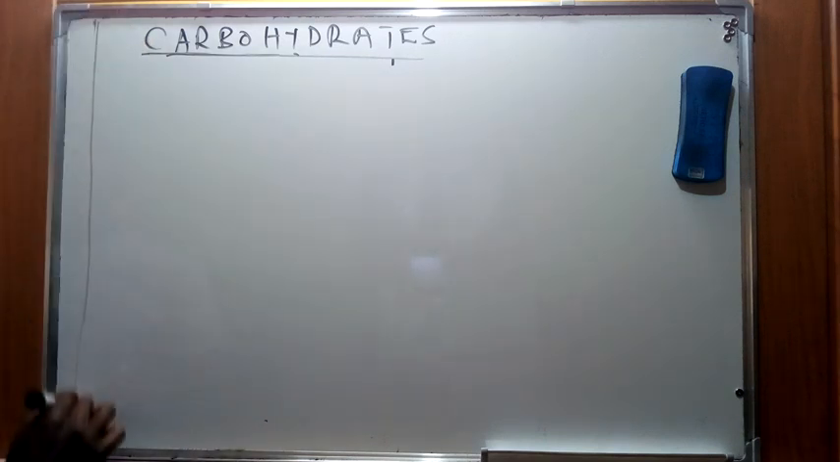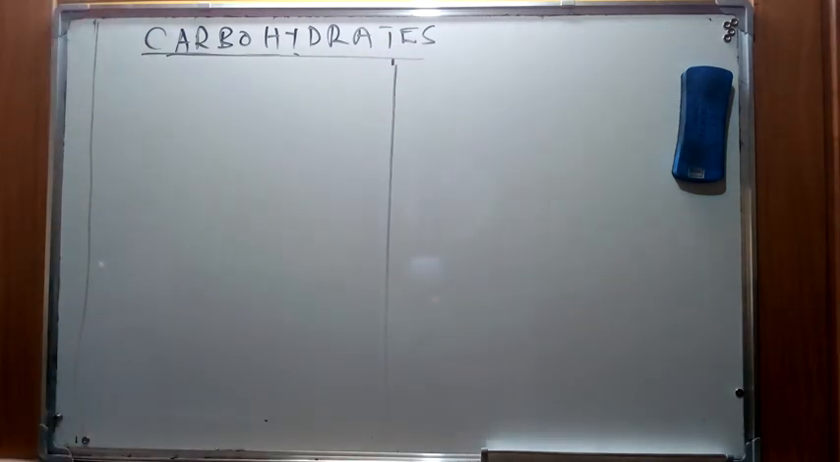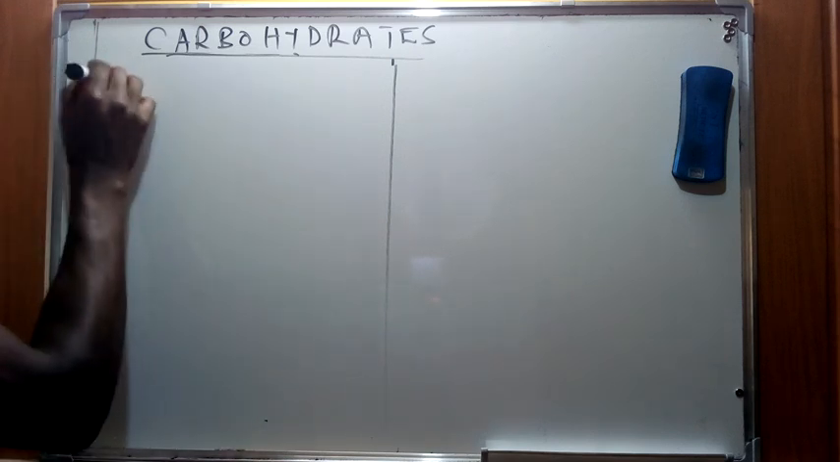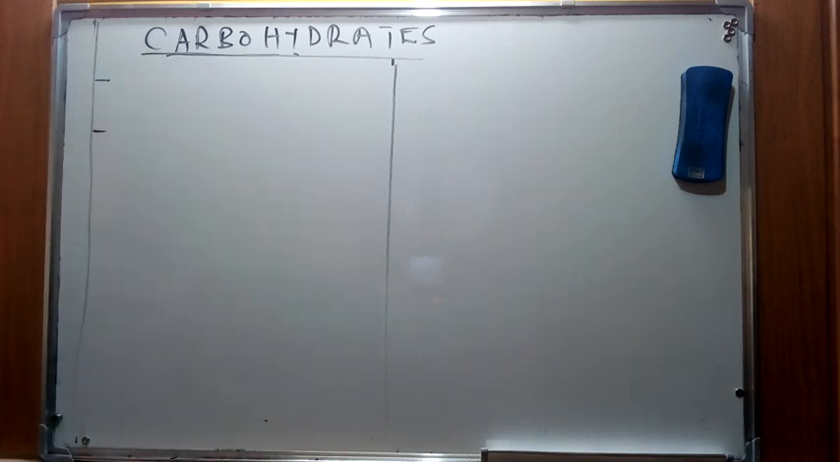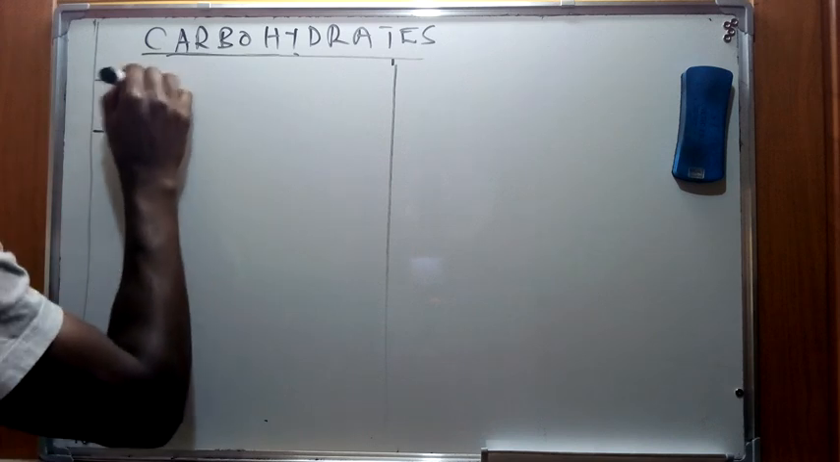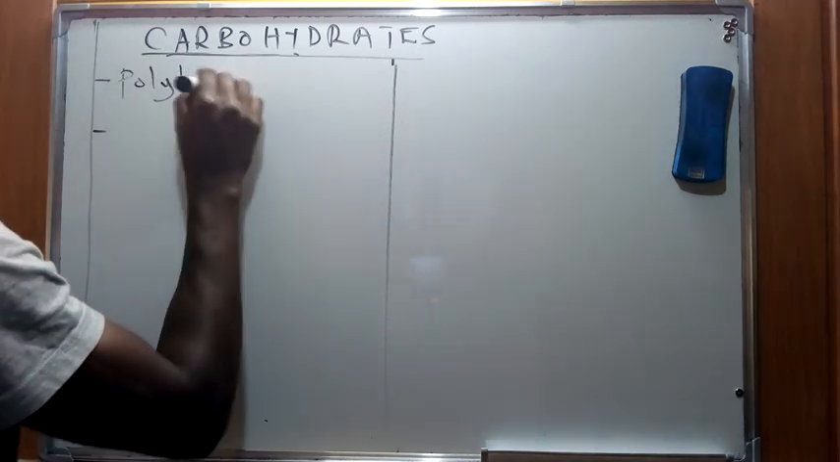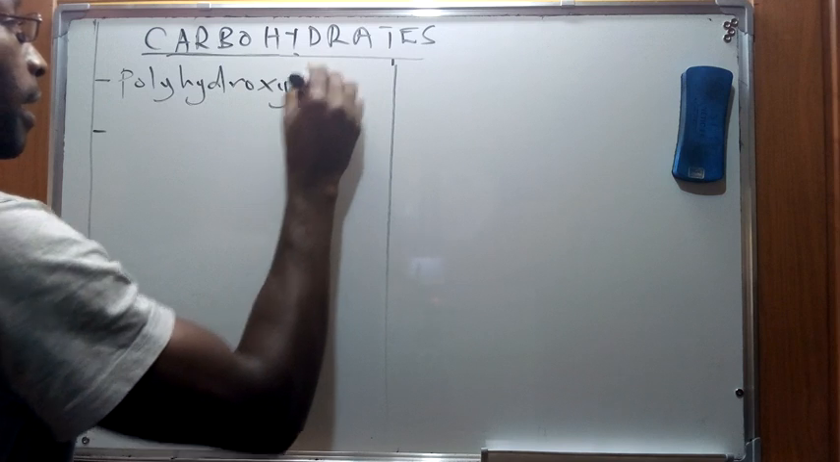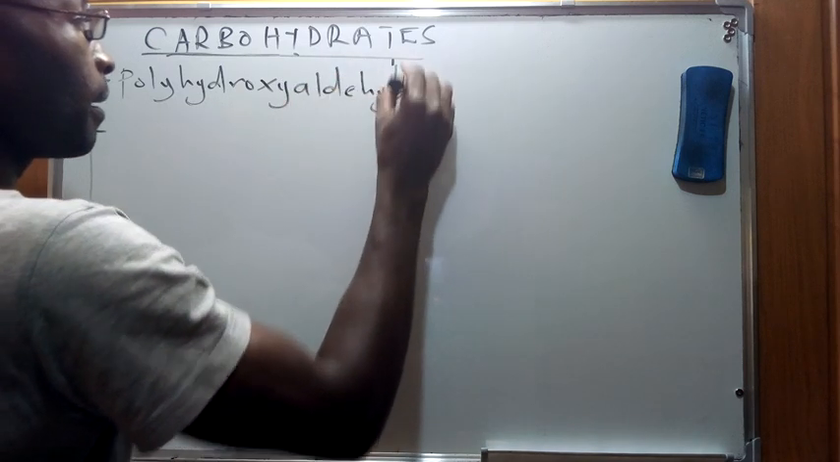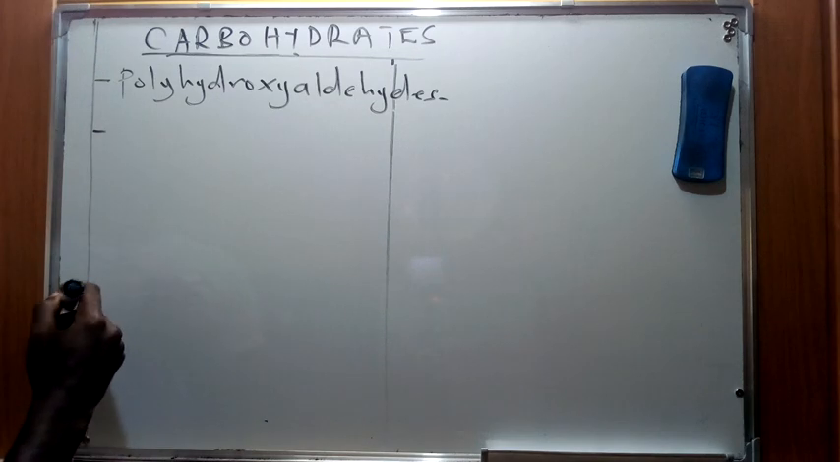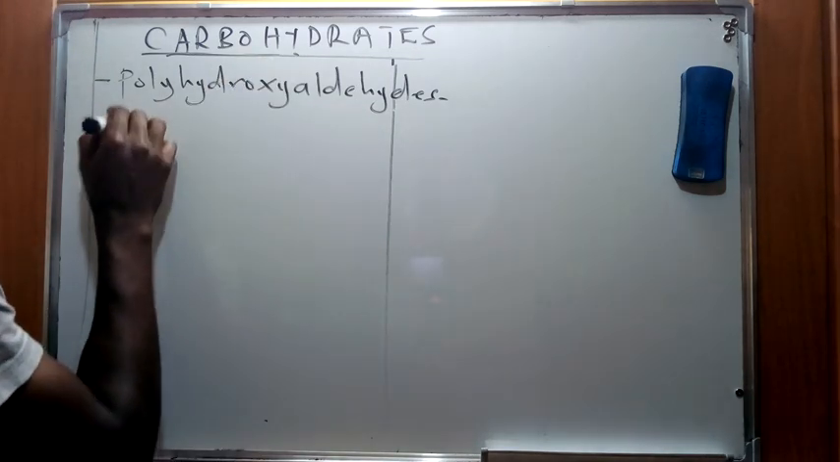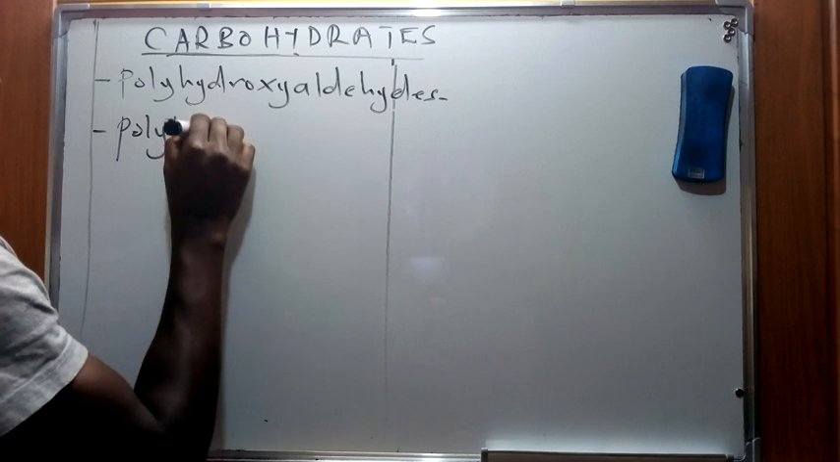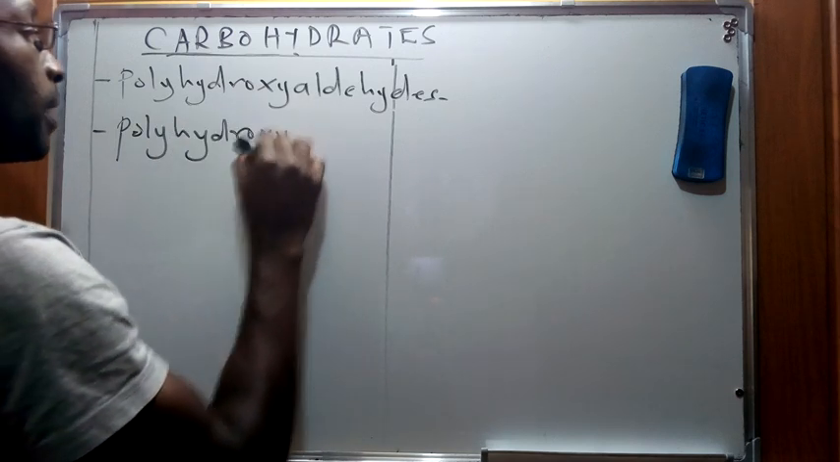Carbohydrates fall. Now to start with, we're going to see that these organic molecules can be classified broadly into two categories. The first one is what we refer to as polyhydroxy aldehydes. So we have polyhydroxy aldehydes as one of the first classes of carbohydrates, and we have what we call the polyhydroxy ketones.